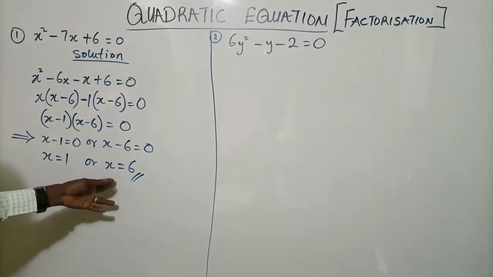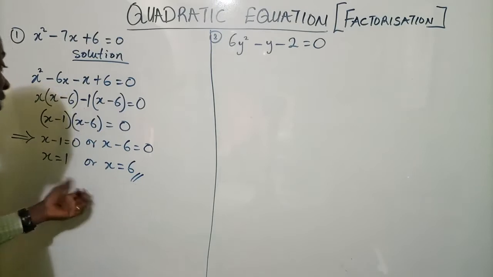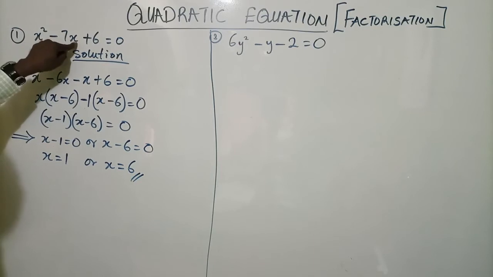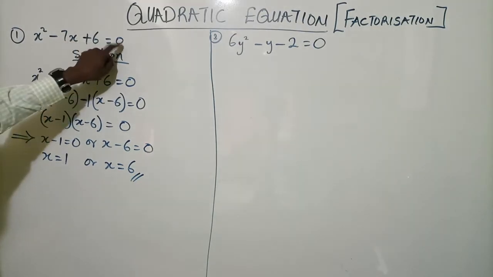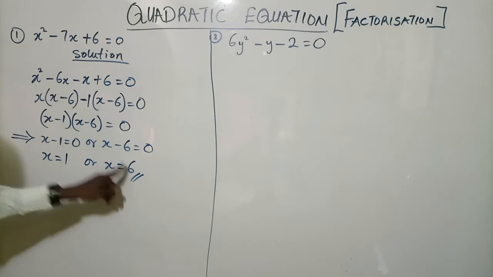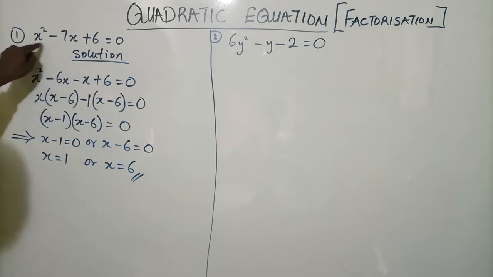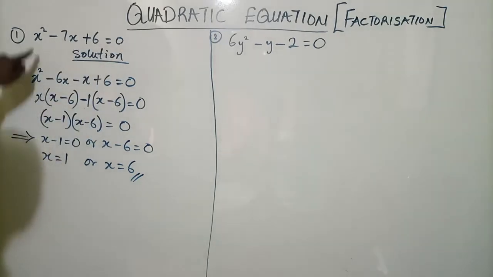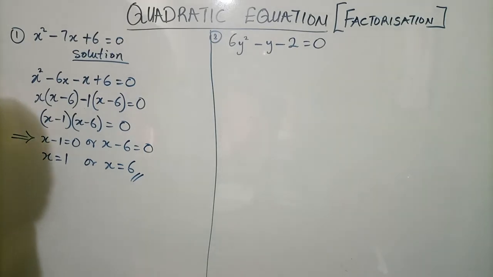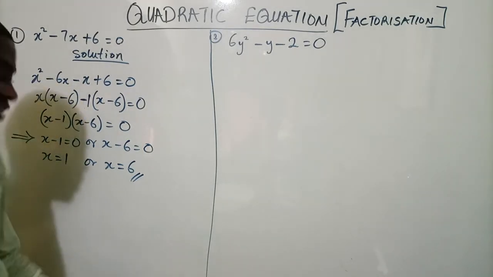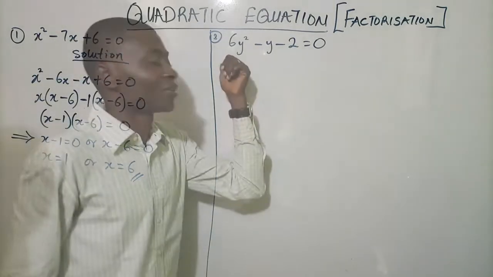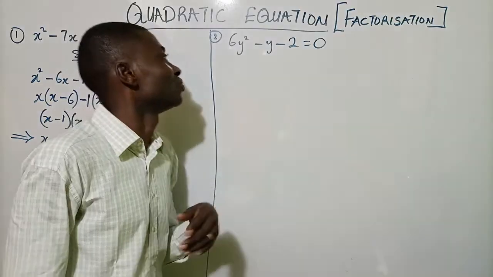So this is the answer to this question. Now you can easily check to know if your answer is correct. If you put 6 here and put 6 here, replacing the value of x by 6, you get 0. And if you also replace the value of x by 1, you also get 0. It's very simple. Check and see that when you fix everything there, you're going to get 0. Okay? So this takes us now to question number 2.